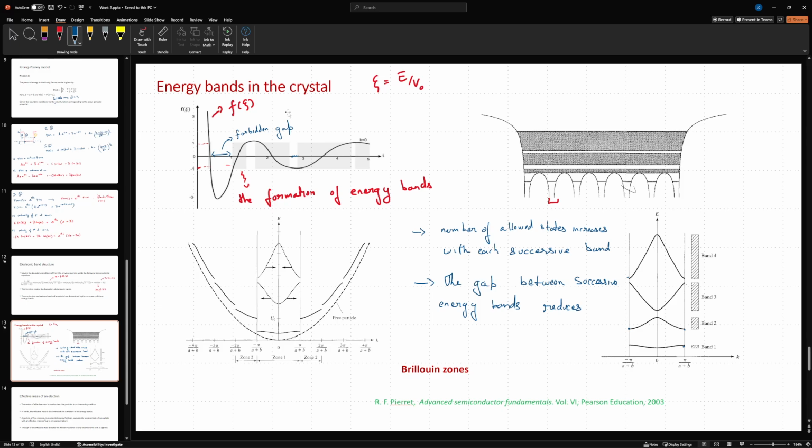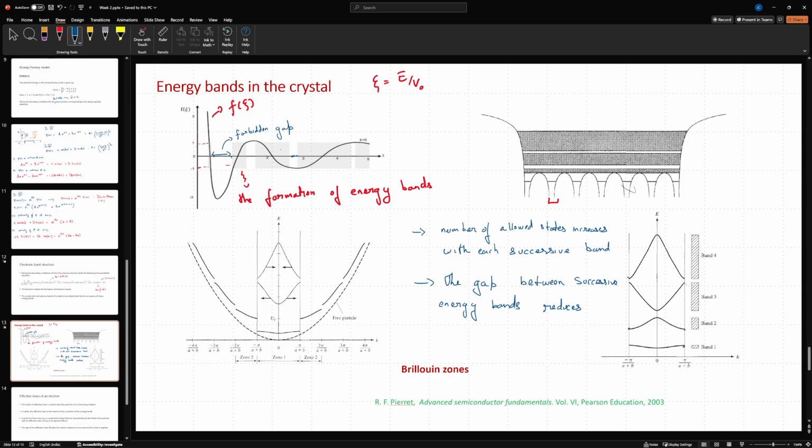So there are several forbidden gaps here. Essentially, every successive forbidden gap keeps becoming smaller and smaller. And the number of allowed states keeps increasing as we move from one band to the next. Okay, so this is the transcendental equation and the allowed energy values.